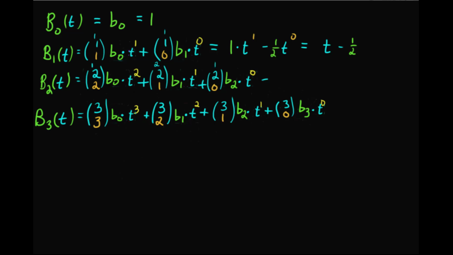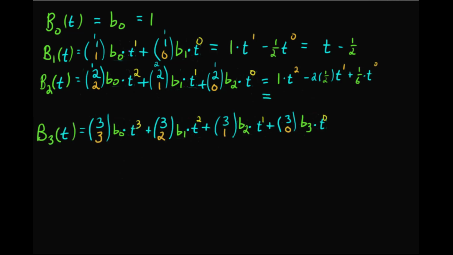Now looking at B sub 2 of t, the coefficient 2 choose 2 just equals 1, 2 choose 1 equals 2, and 2 choose 0 equals 1. So we get that this equals 1 times b sub 0, which is 1, times t squared, minus 2 times a half times t to the first, plus 1 times b sub 2, which is 1/6, times t to the 0. So this expression equals t squared minus t plus 1/6.